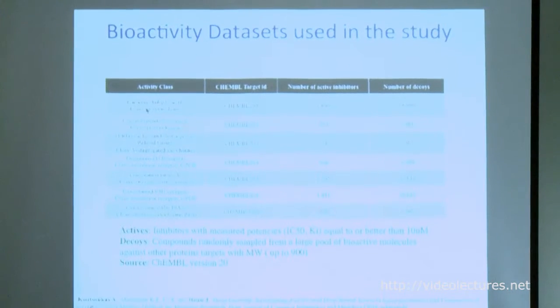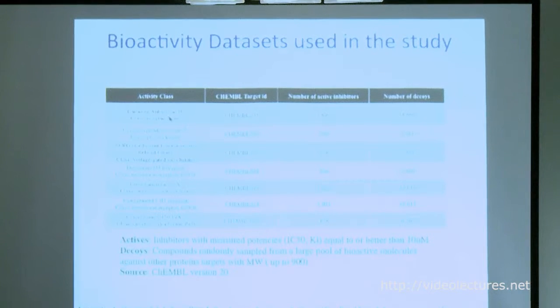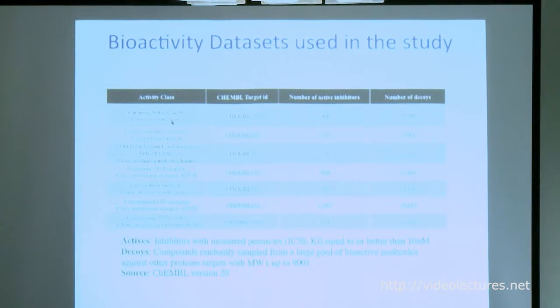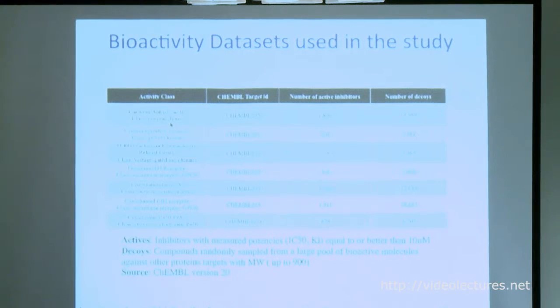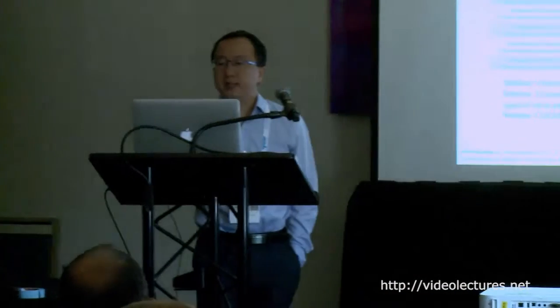So here I list the data sets we have. They are from ChEMBL, and they are different. They are target-based screening, so they are different proteins. And one thing about ChEMBL is that usually the quality of data is high. So if they say active, usually it means positive. It's positive. And one thing about cheminformatics is that it's really difficult to get negative data.